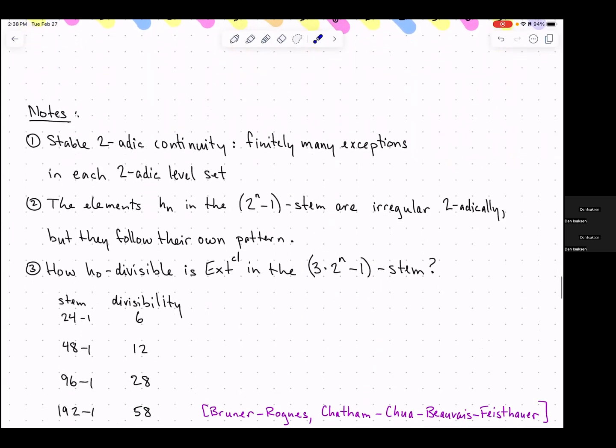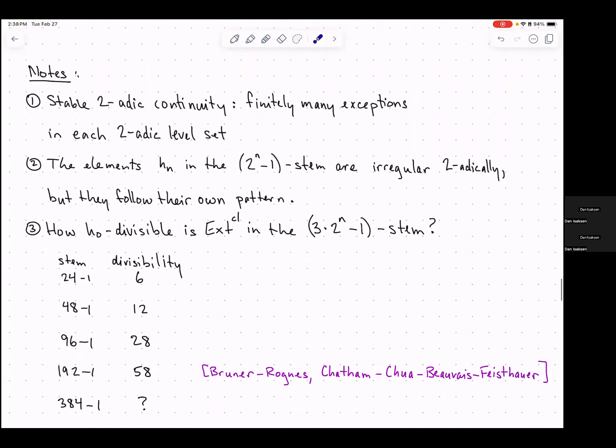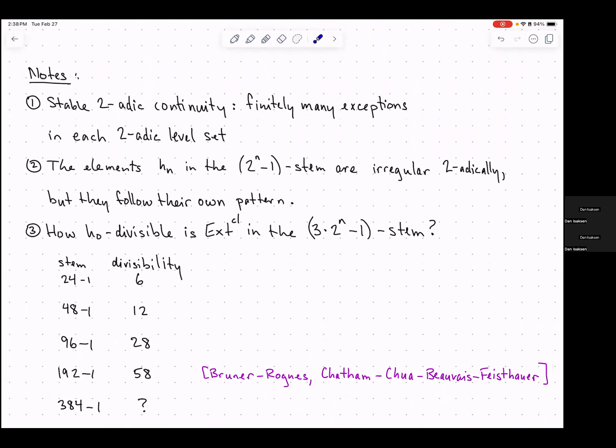So for example, in the 23 stem, the algebraic divisibility is 6. There's an H0 tower of length 6 in the 23 stem. In the 47 stem, there's an H0 tower of length 12. In the 95 stem, there's a tower of length 28. In the 191 stem, turns out there's a tower of length 58.